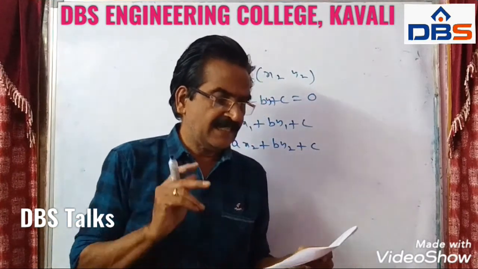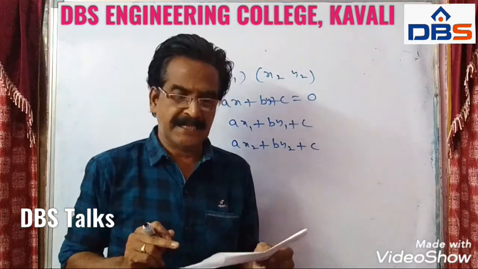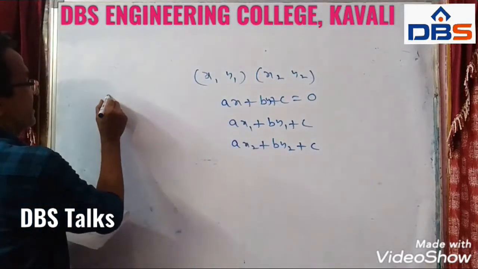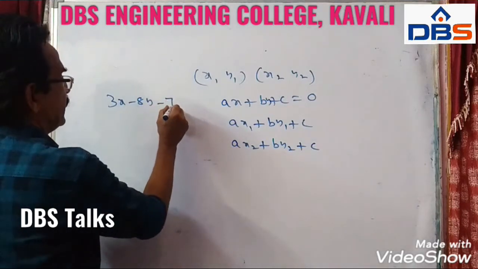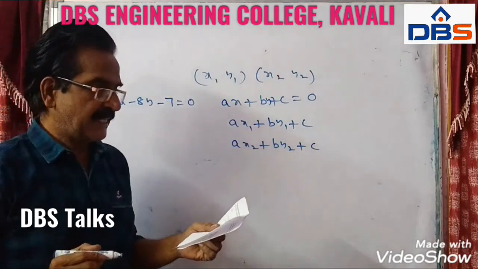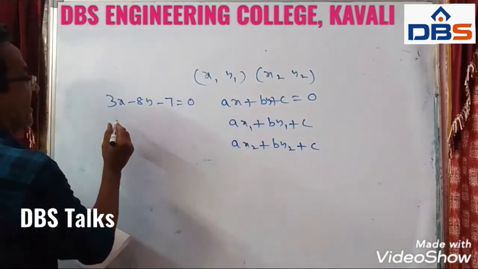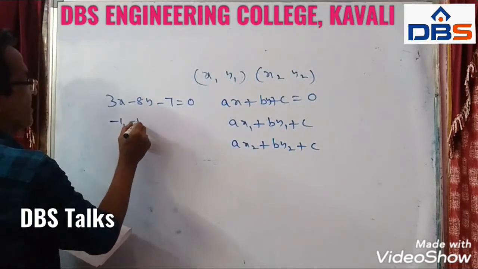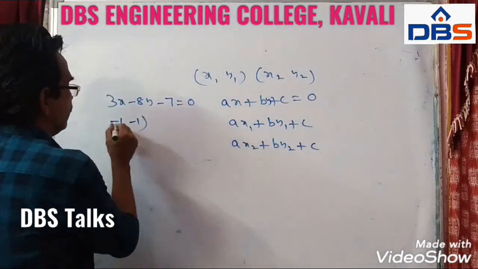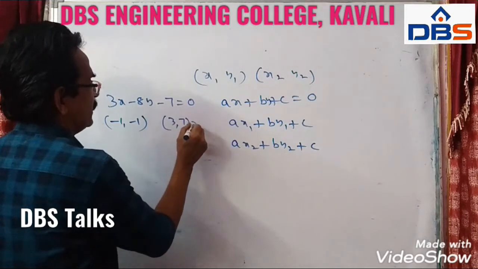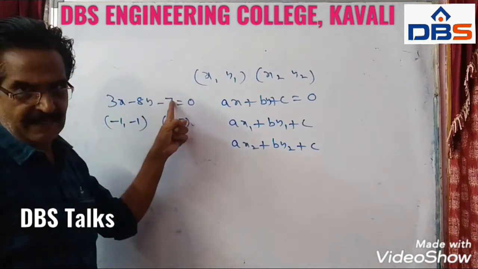See, the given line is 3x minus 8y minus 7 is equal to 0. And the points are minus 1, minus 1, and 3, 7. This is 1 point, and this is the other point. So x1 y1, x2 y2, and the line is given.